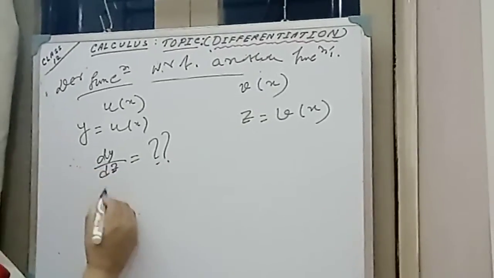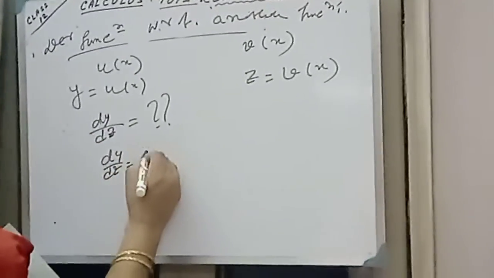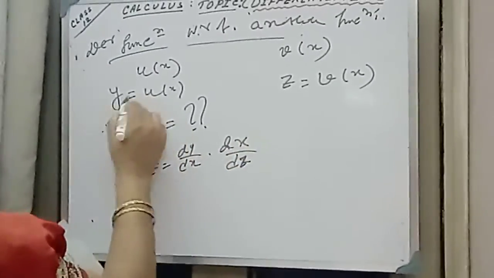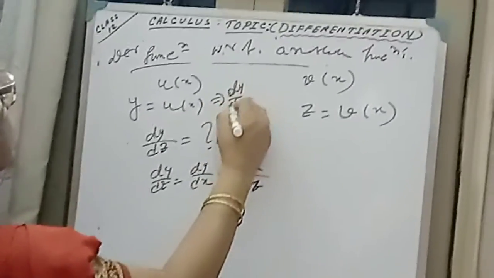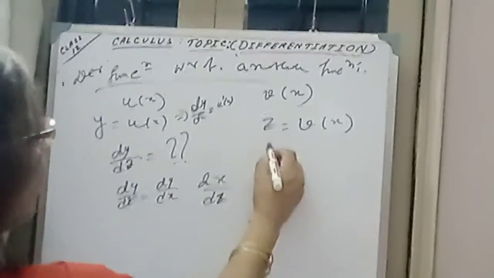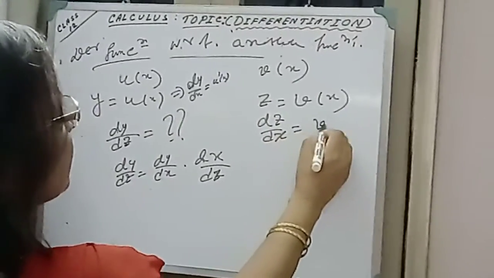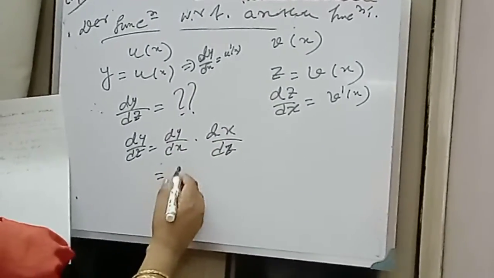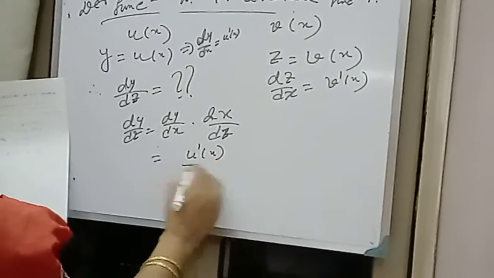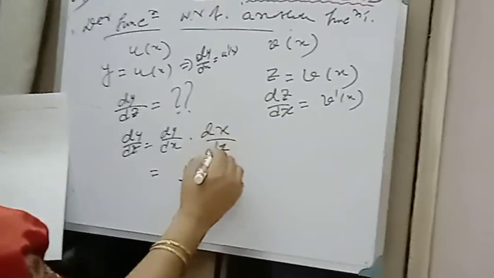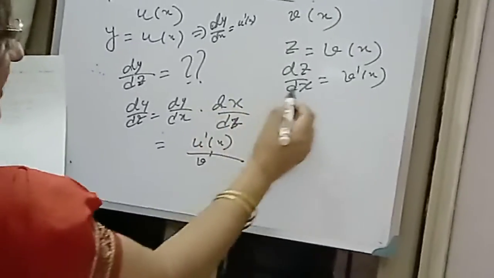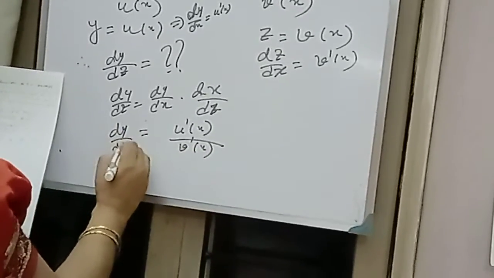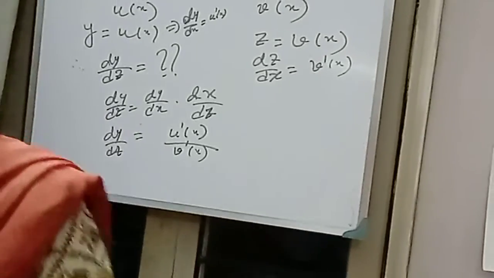So what will we write? dy/dz we can write as dy/dx into dx/dz. How to find it? From here we can find dy/dx, this is coming u dash(x), and from here we can find dz/dx, that is equal to v dash(x). Now put the value here. Then what will we get? dy/dz will be u dash(x) by v dash(x). dx/dz is 1 by v dash(x). That is why dy/dz will be u dash(x) by v dash(x).